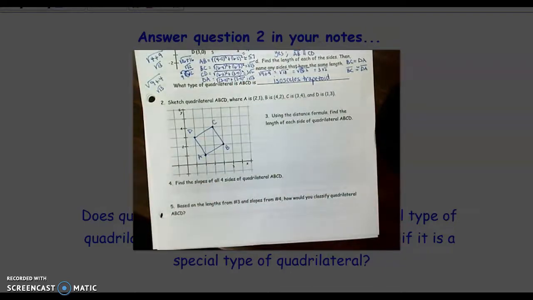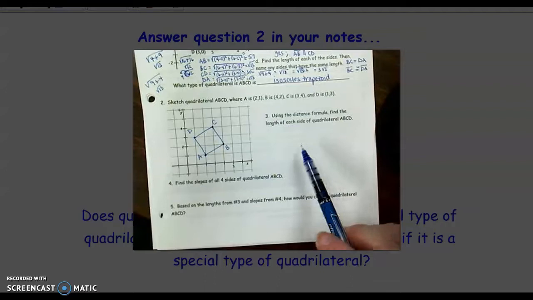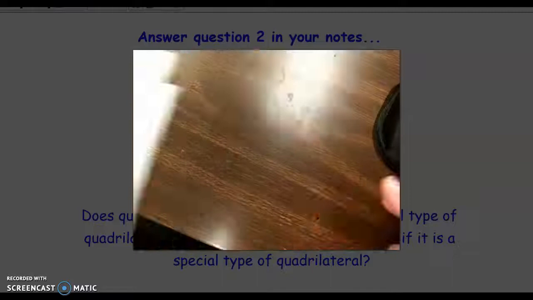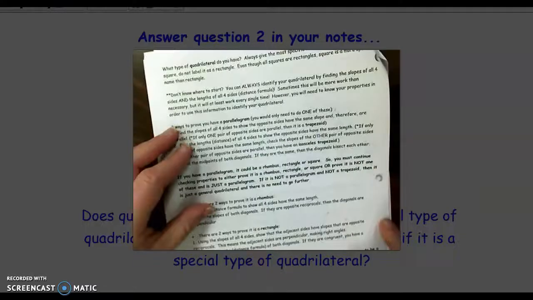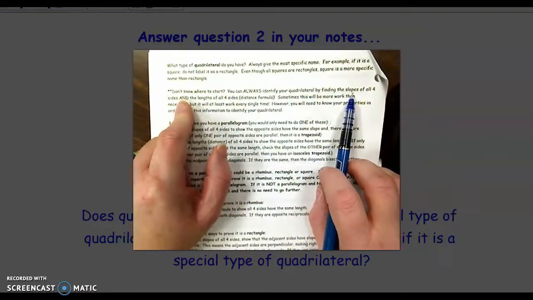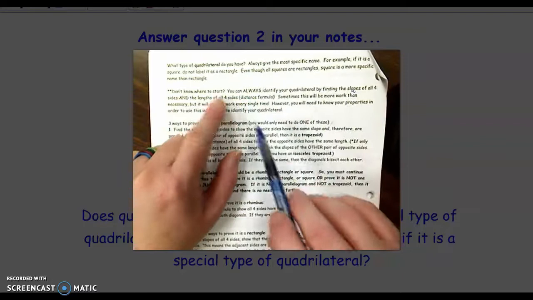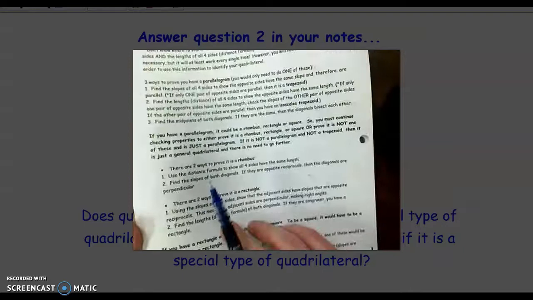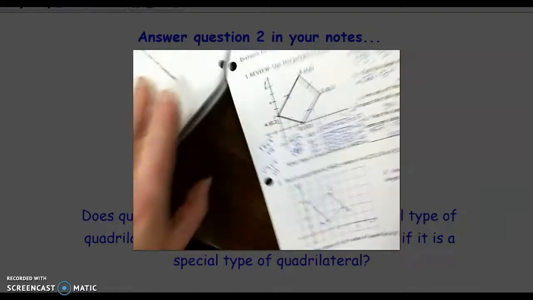Does it look like a special quadrilateral? It looks like it might be a square to me. But remember, we don't go by looks. We definitely have to have information to support our answer. If you notice on the back notes, it tells you one way to prove what type of quadrilateral it is. Every single time, you can identify your quadrilateral by finding the slopes of all 4 sides and the lengths of all 4 sides. If you do that, you will have enough information to prove what type of quadrilateral it is. That method works every time.